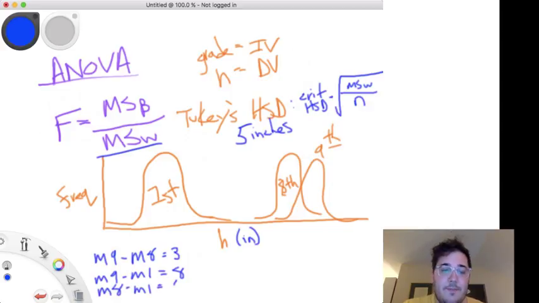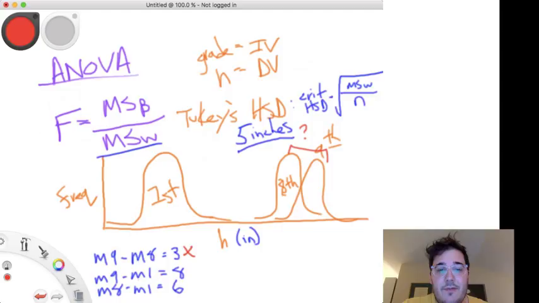We'll say it's 6. So that means that here, 9th graders are on average 3 inches taller than 8th graders. Here, 9th graders on average are 8 inches taller than 1st graders. And 8th graders on average are 6 inches taller than 1st graders. That's what these numbers are. And we have a Tukey's value of 5. So this number is smaller than 5. So we would say we cannot tell the difference in height between 8th graders and 9th graders. We can't tell if these are different.